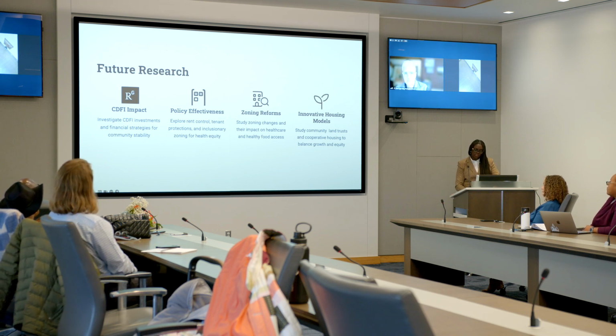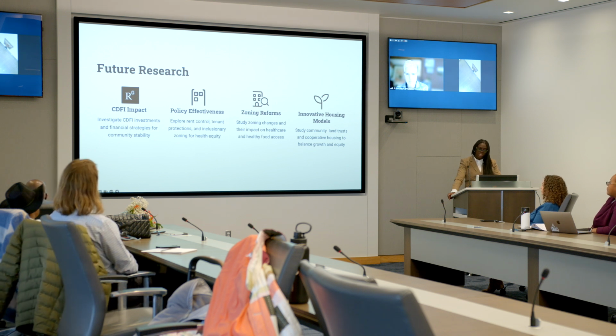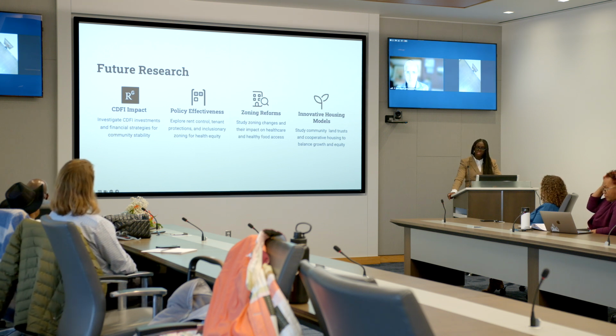Investigating innovative development models like community land trusts and cooperative housing can offer ways to balance economic growth and social equity, and those studies are actually taking place currently. This can help reduce disparities and improve public health outcomes. Additionally, further research is needed on the role of commercial real estate development, such as grocery stores and healthcare facilities, and its impact on racial mortality disparities and public health outcomes.